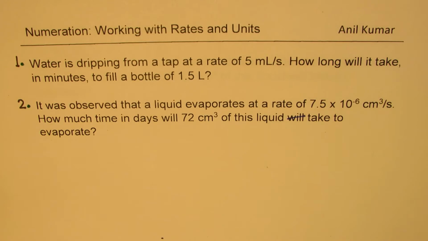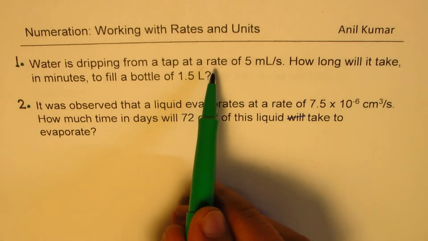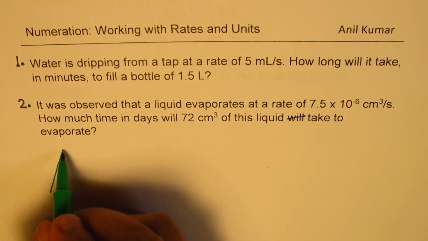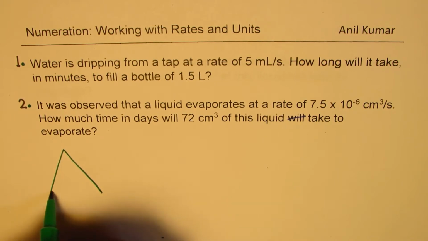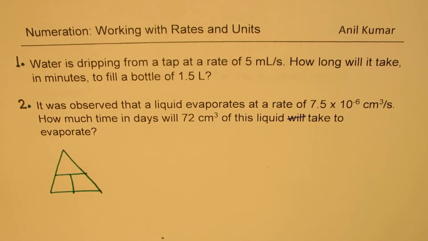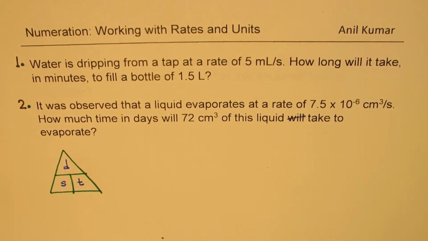We'll begin with a very simple concept. We are given the rate, and we want to find the time. I'll draw your attention to this triangle, which we normally draw for distance, speed, and time. This is distance, this is speed, and this is time. You know that triangle, right? So we know how time is related to distance and speed. It is distance over speed.